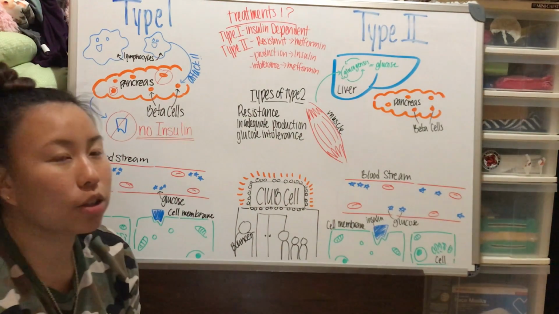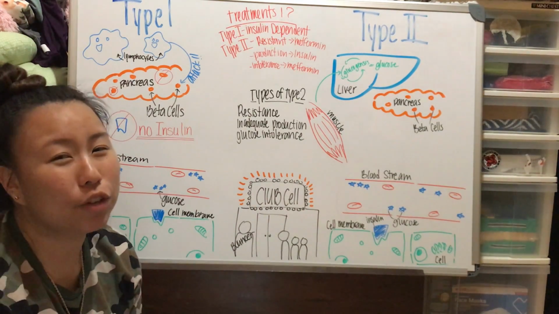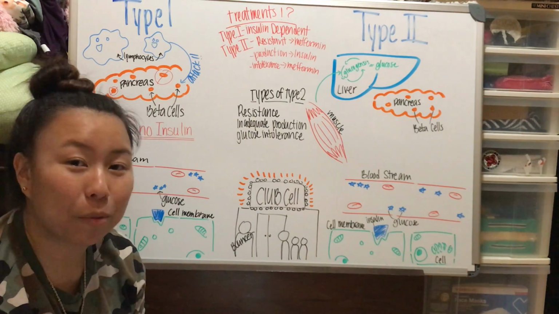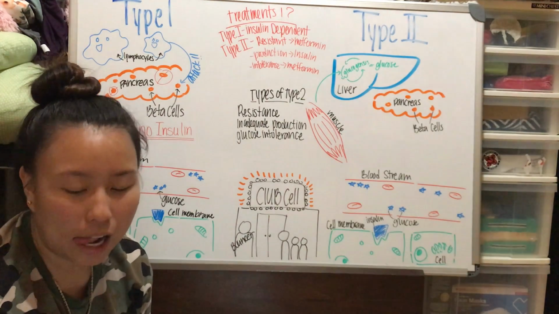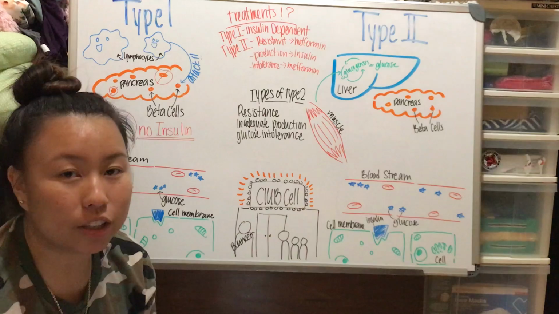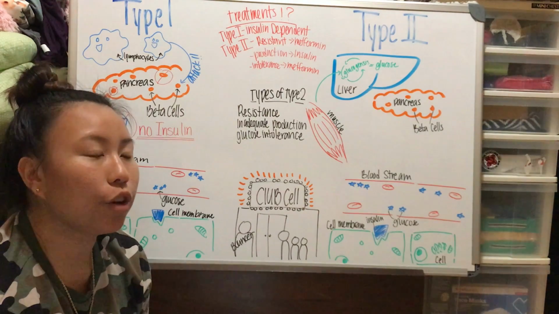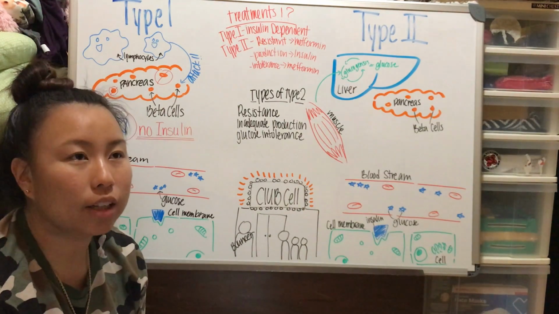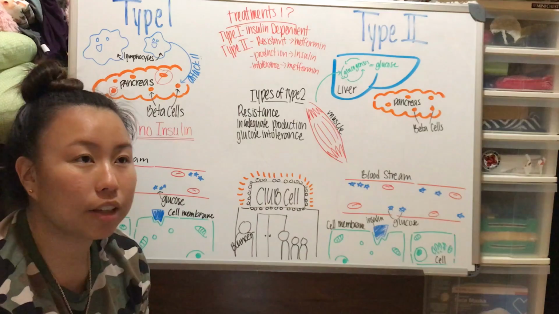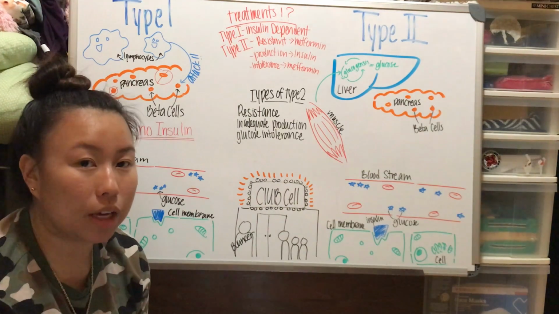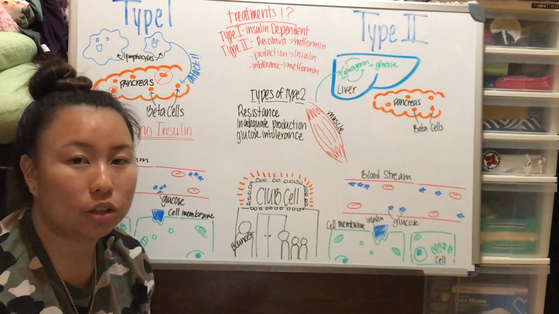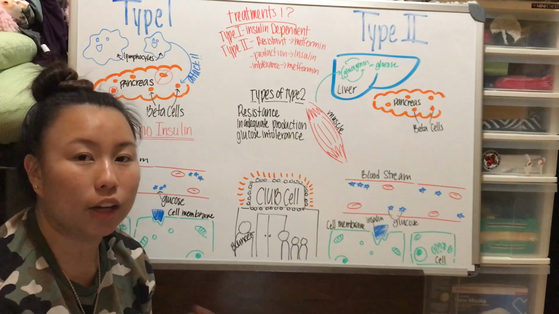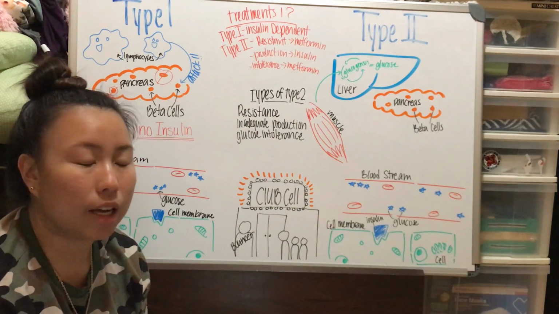Another person to remember, if you have a hard time, is Nick Jonas, who is a type 1 diabetic patient. He has to give himself injections with every meal. So if you have a type 1 diabetes patient, they have to give themselves insulin with each meal because their body doesn't produce insulin to use that glucose that they get when they eat.